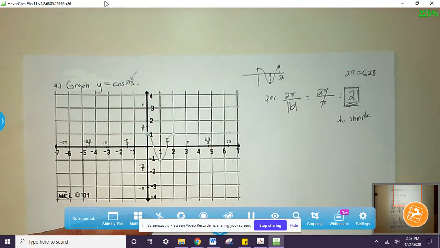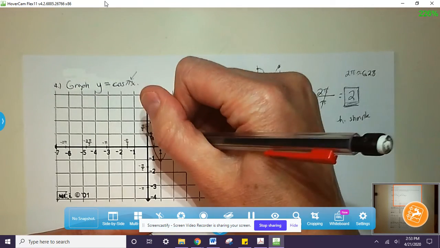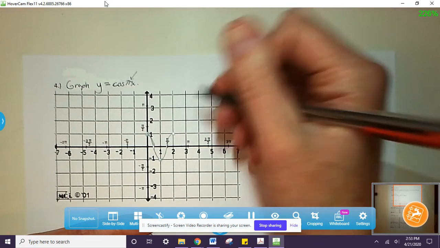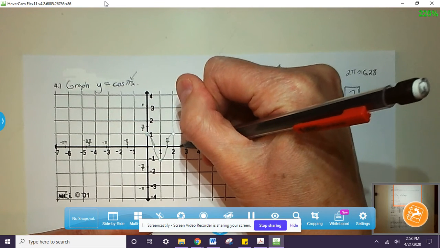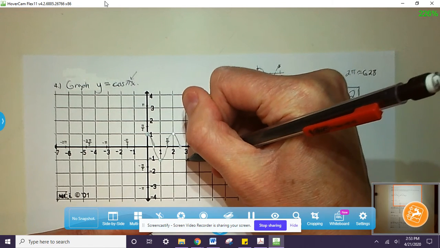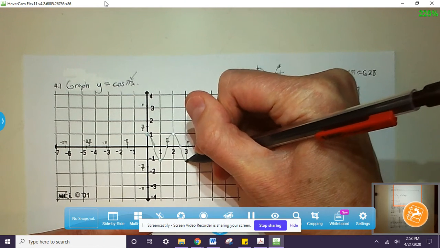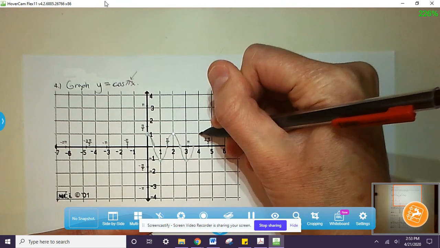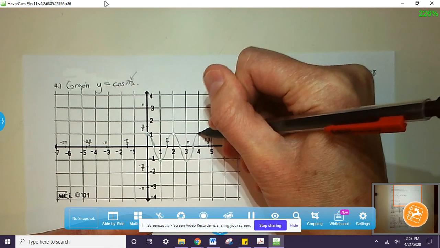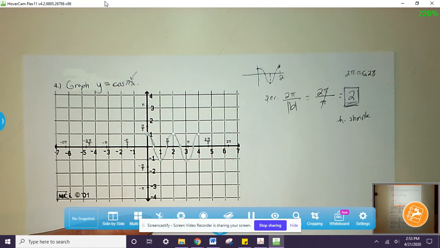So to continue that process, every half unit is a critical value, not every half pi, every half unit. So at 2.5, we'll have an x-intercept. At 3, we'll have a min. At 3.5, we'll have another x-intercept. At 4, we'll have another max, and so on. So I know we usually fill the viewing window, but if it's okay with you, I thought we would just stop there. That would be sufficient.